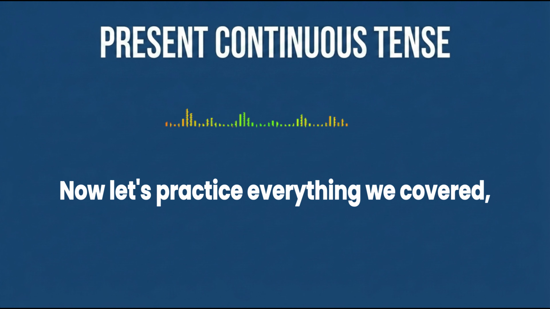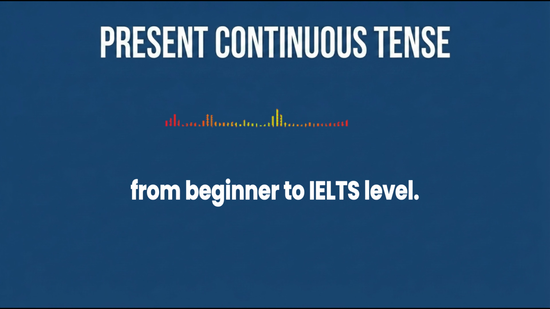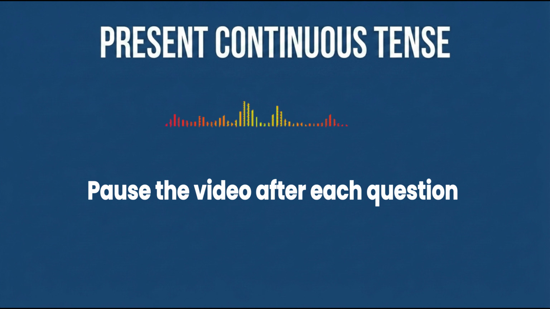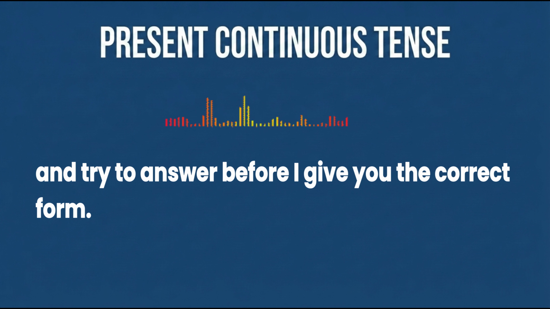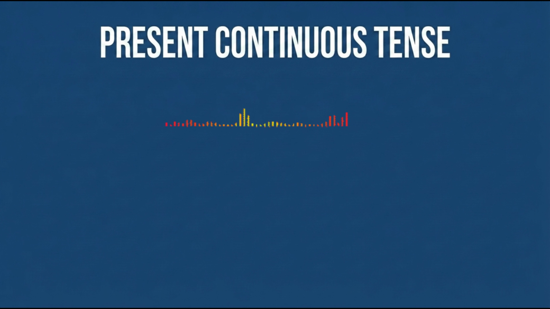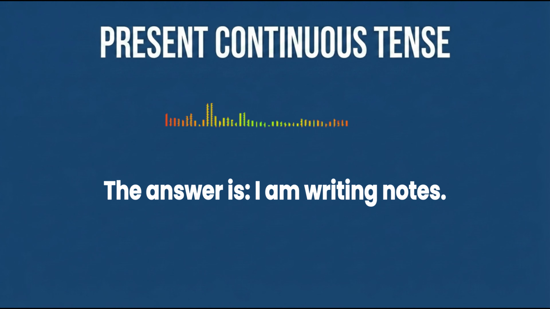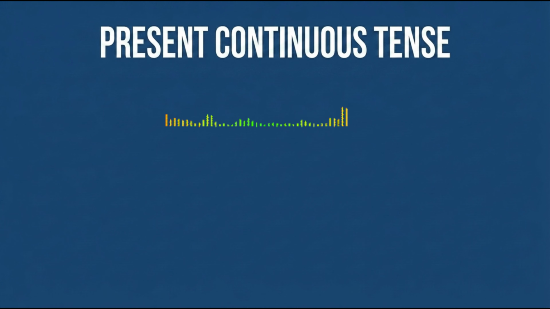Now let's practice everything we covered, from beginner to IELTS level. Pause the video after each question and try to answer before I give you the correct form. Beginner level. Question 1. Right now, I write notes. The answer is, I am writing notes.